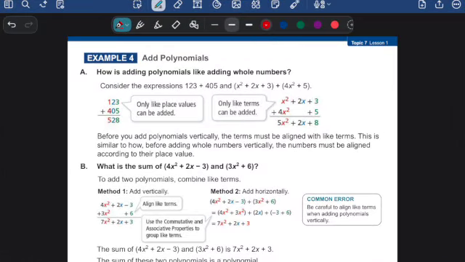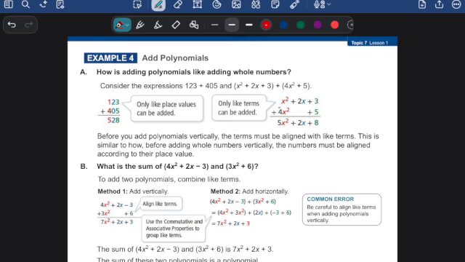Example 4, how about adding polynomials? If I have two different polynomials, can I add them together? Well, it's the same as combining like terms. Here's a quick review of adding integers, and how we line up like terms. If we're adding 123 plus 405, we line up the place values, right? We line up the ones, the tens, and the hundreds place, and then we add them together. We do the same thing with polynomials. We line up the like terms, just like we do with place value.